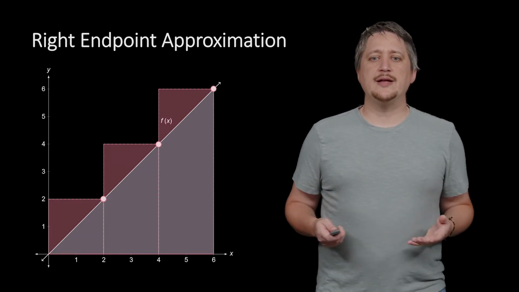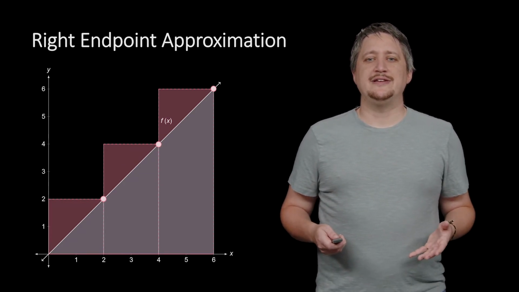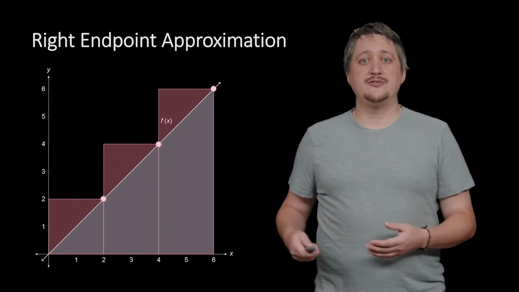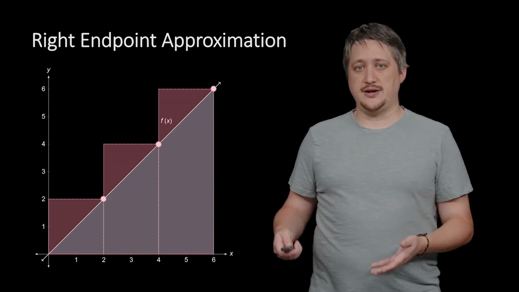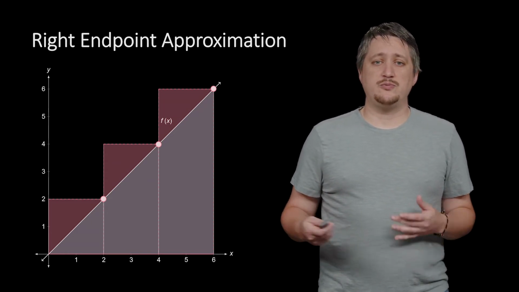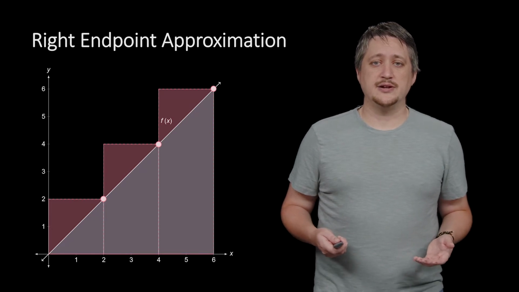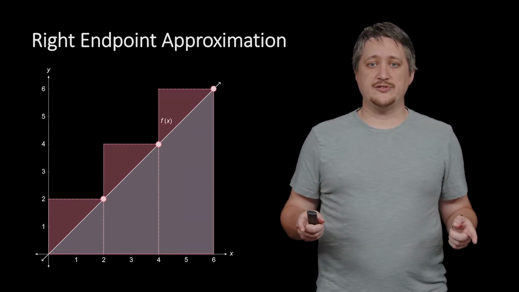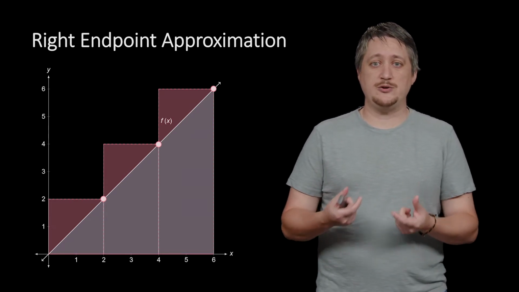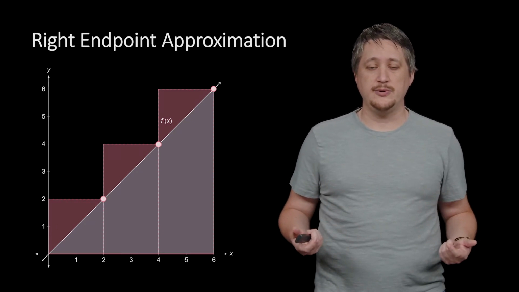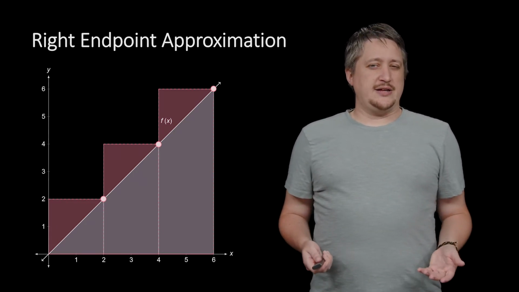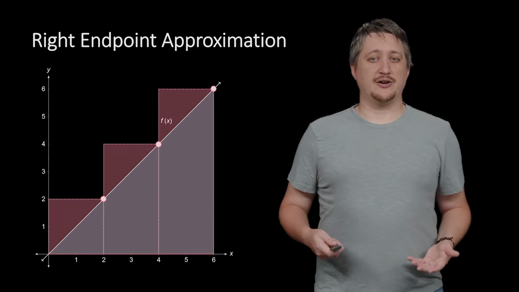So for the right endpoint version, our goal is again to get those areas, which means we need the width and we need the height. We know the width because we figured that out at the very beginning. The total width was 6, and we wanted 3 rectangles, so we divided it equally among the rectangles. The width is always 2. So that leaves the height.